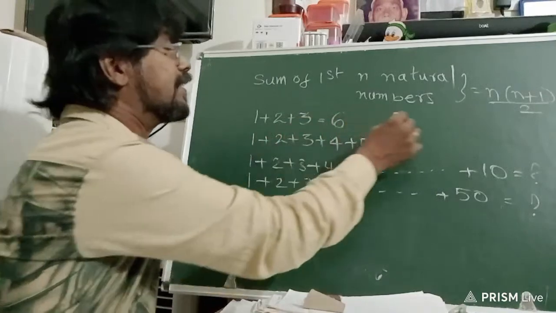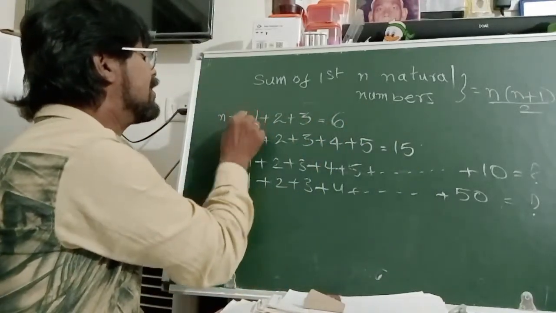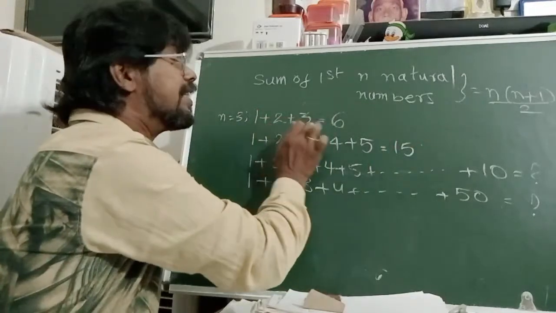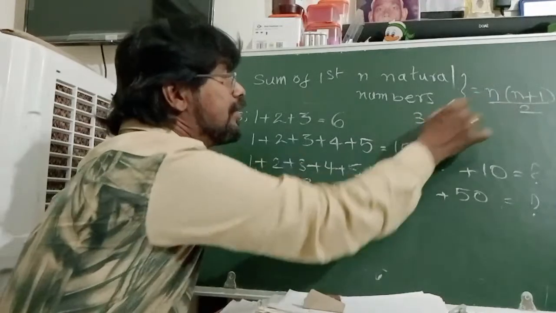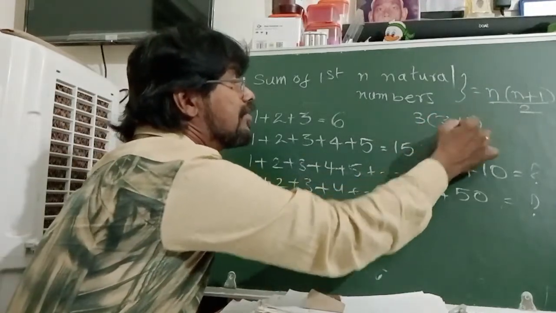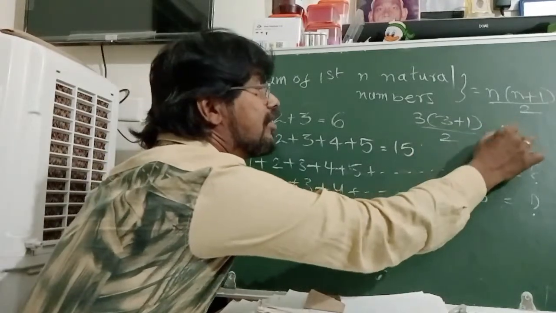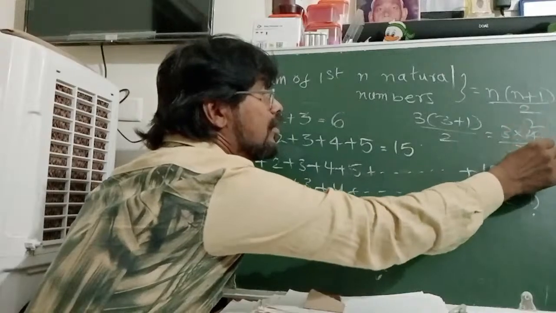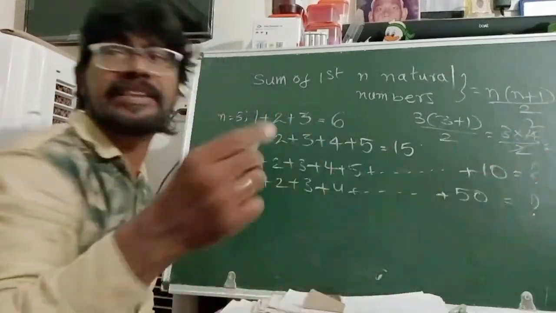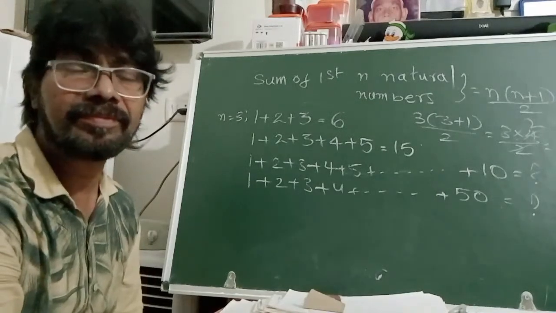Suppose 1 plus 2 plus 3. Here n is equal to 3. Here only 3 numbers are there up to 3. So 3 into 3 plus 1 by 2, that is equal to 3 into 4 by 2, which is 3 times 2, that is 6. Understand?